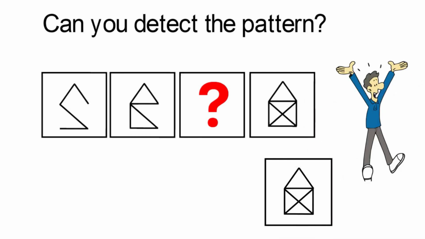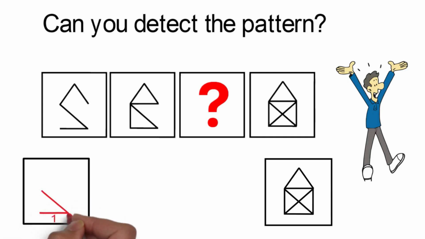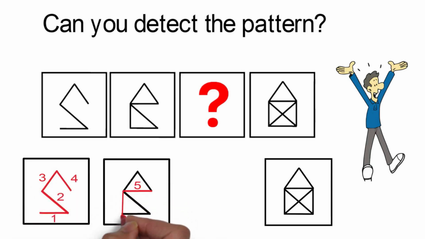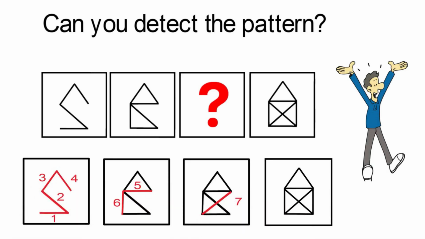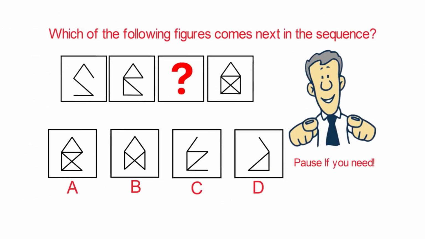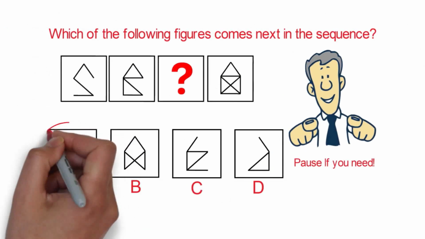Let's draw this house step by step. There are 8 lines in the final house. Let's draw all 8 lines one by one. 1, 2, 3, 4, 5, 6, 7, and 8. Now, having this information handy, we can go back to the original problem and easily see the solution. And the correct answer here is choice A.